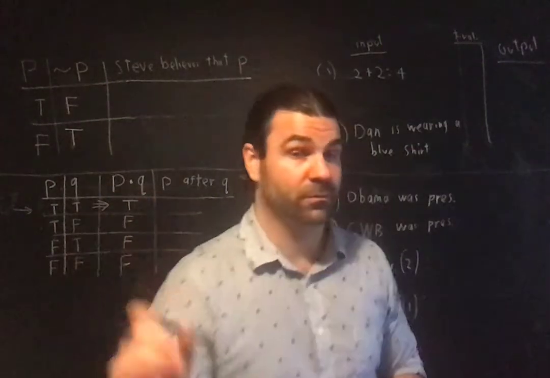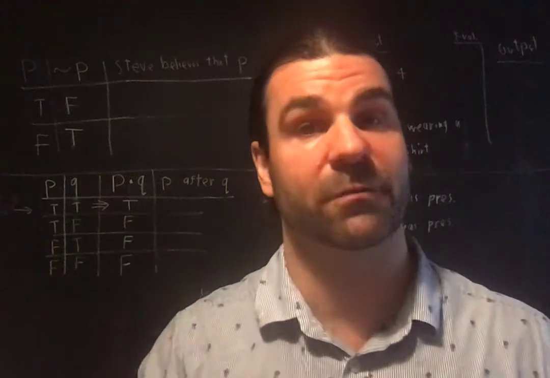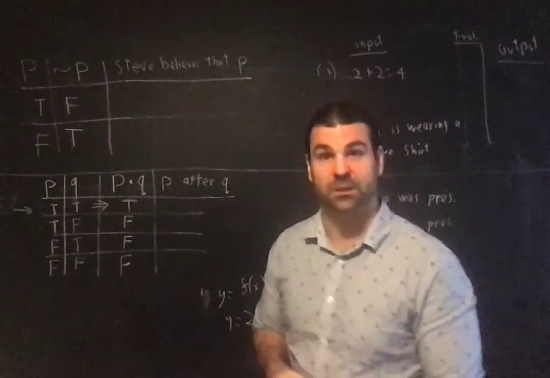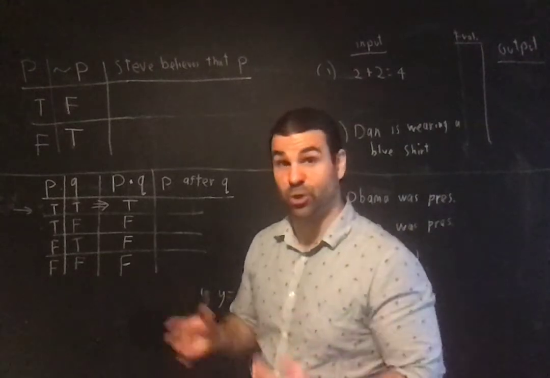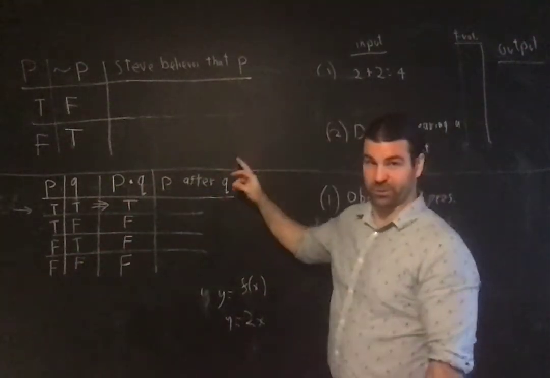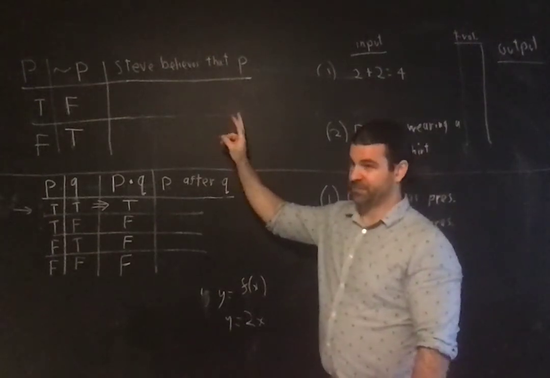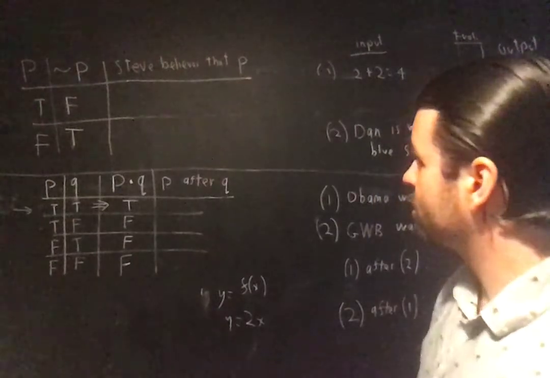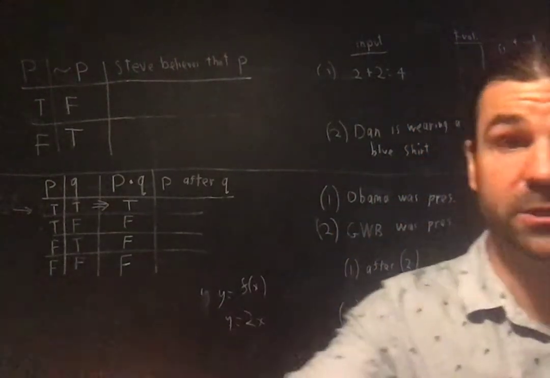If I give you the truth value of the component sentence, you do have enough information to tell me whether the compound sentence is true or false, right? You can construct a truth table. These ones we will not be able to construct a truth table. Steve believes that P, P after Q. Okay? So, let's go ahead and demonstrate it.